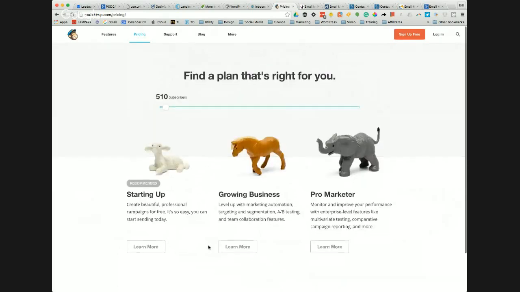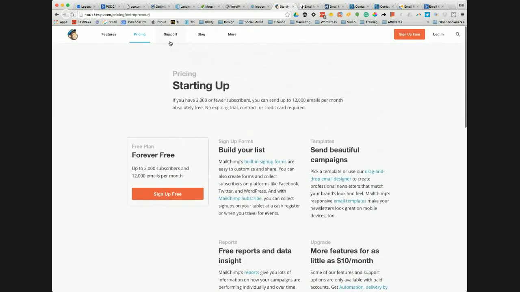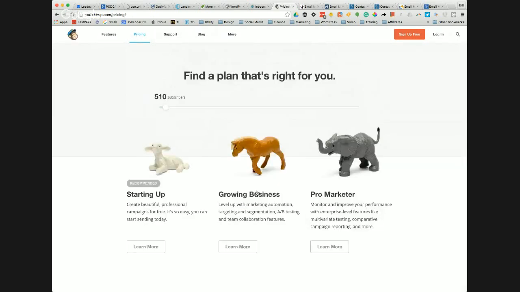They've just changed their pricing. Yeah, they're always changing this, aren't they, Bill? They're always changing. The startup recommended. I guess it's 2,000 free. They use it all sorts of ways. It's quite interesting when you do the research.